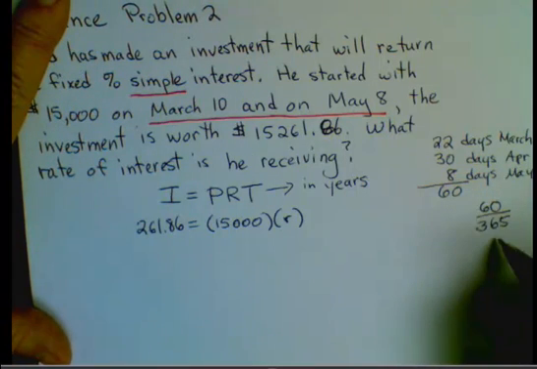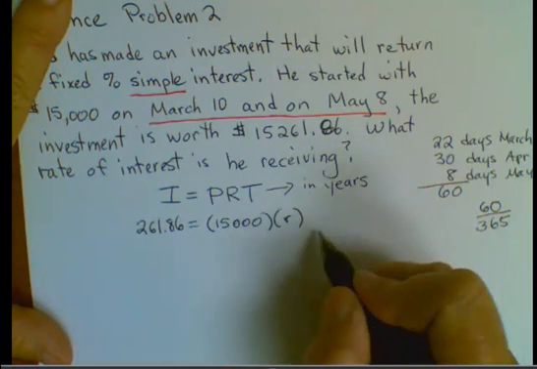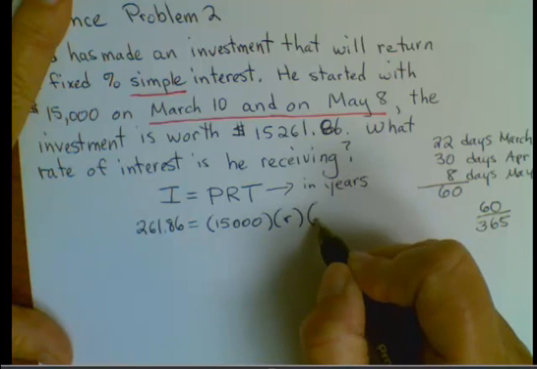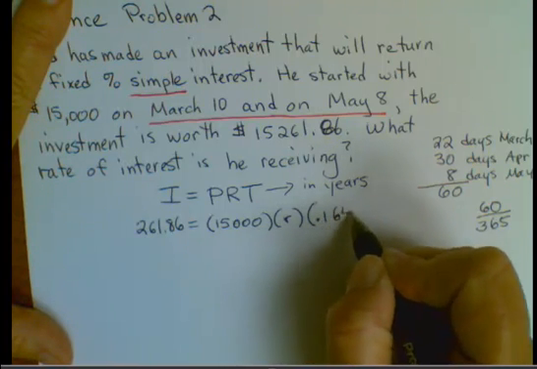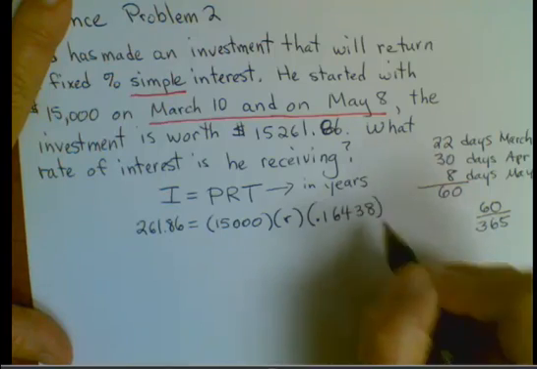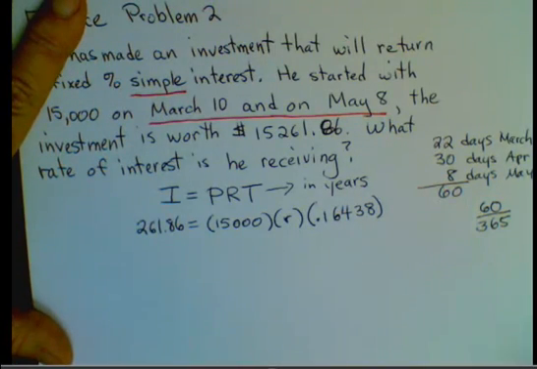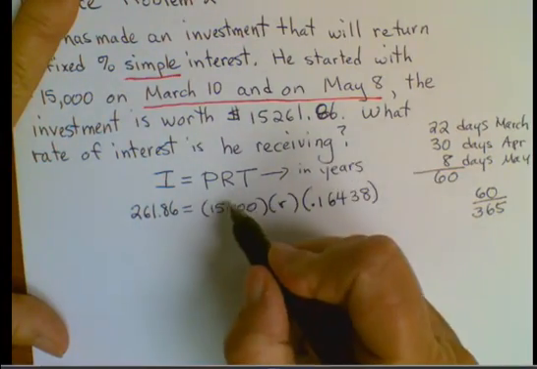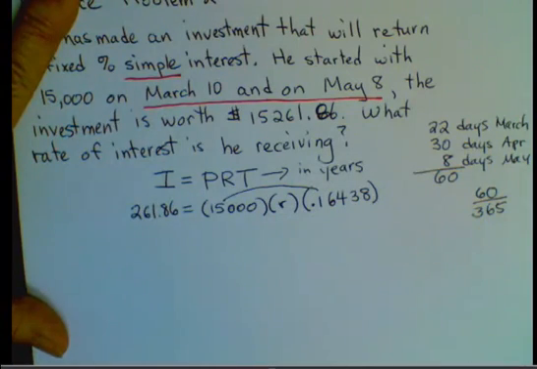So we will punch this into our calculator. Make sure you put it in top to bottom. 60 divided by 365, and I get a decimal. I kept several spaces: 0.16438. Now let's do all the math that we can on the right-hand side. So we'll go ahead and multiply this 15,000 times the 0.16438. So that's a calculator problem.